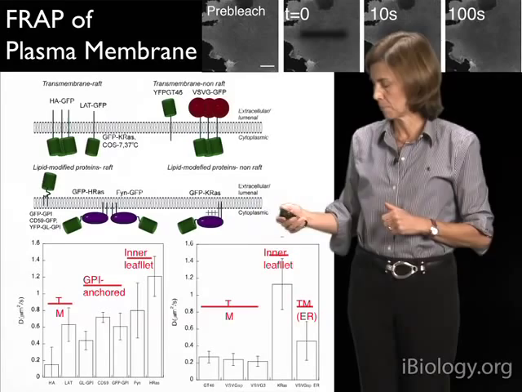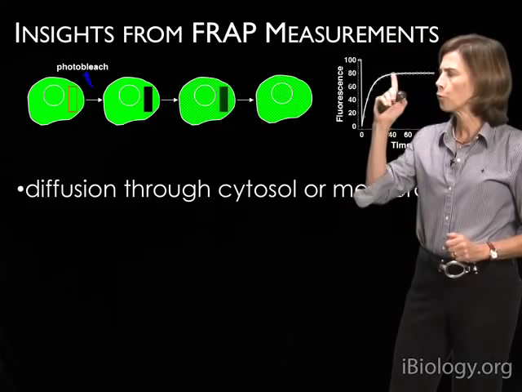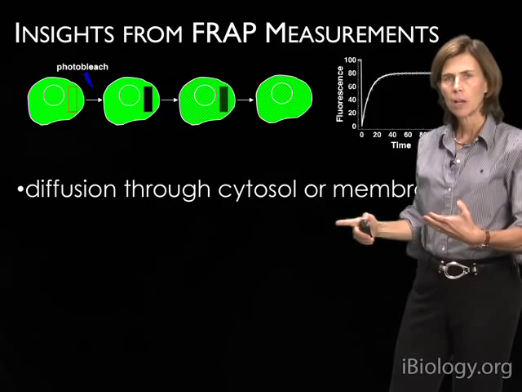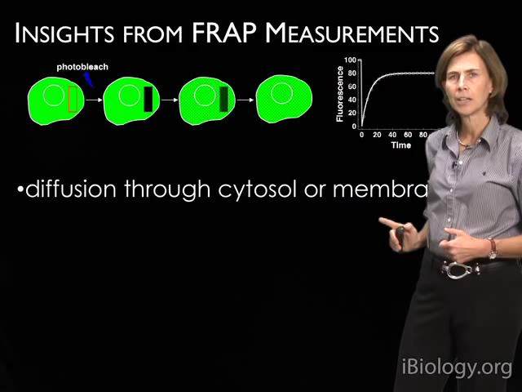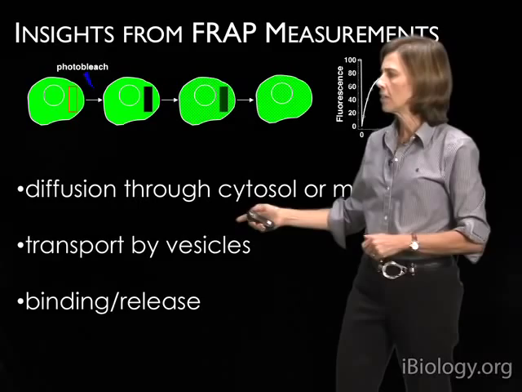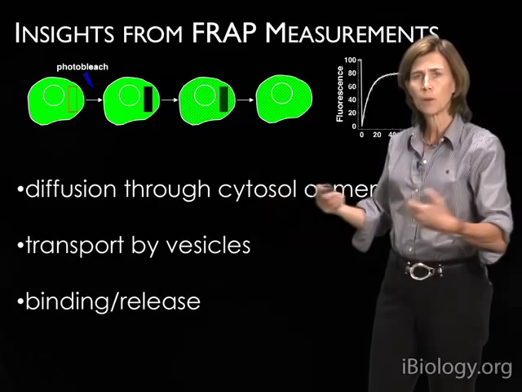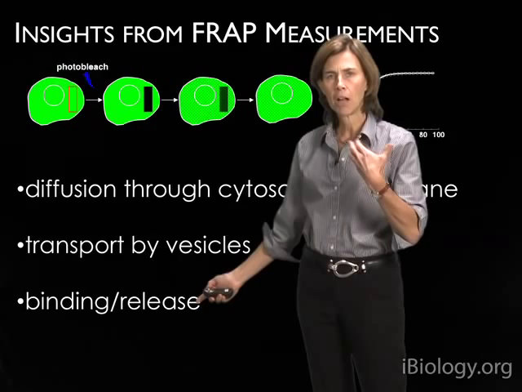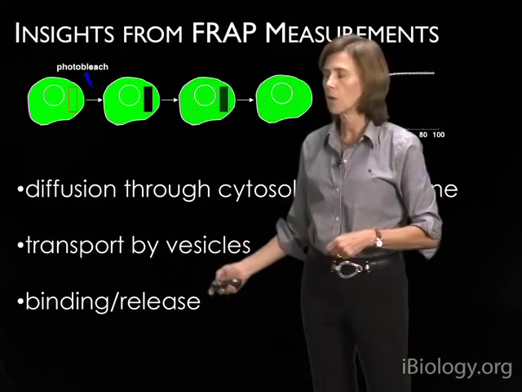So I've talked to you about how FRAP measurements have provided insight into diffusion of fluorescent proteins through the cytosol or within membrane bilayers. But it's also possible to use photobleaching to look at the extent to which vesicles can move between different compartments within cells and the binding and release kinetics of molecules with particular surfaces or substrates. And I just want to show you a couple examples of this.